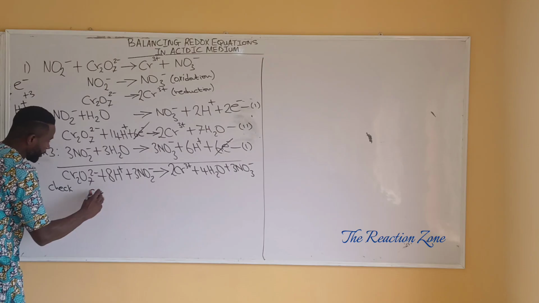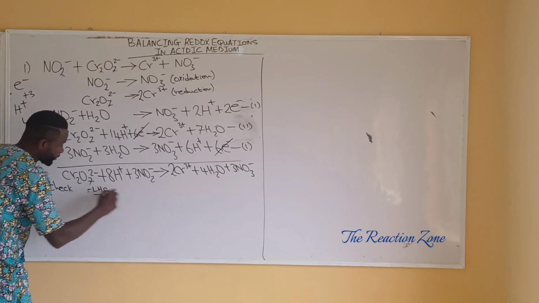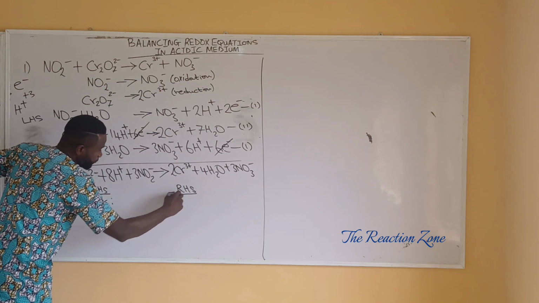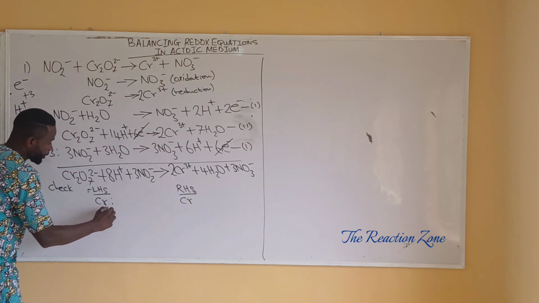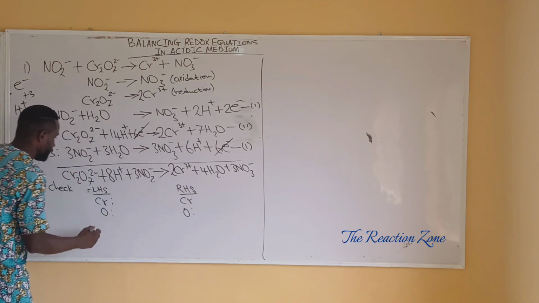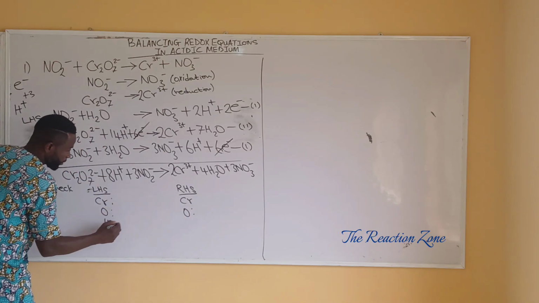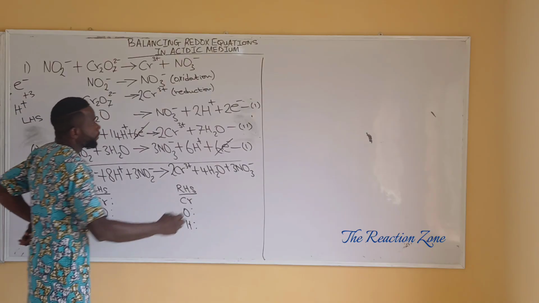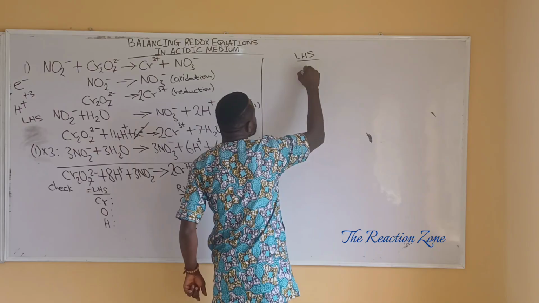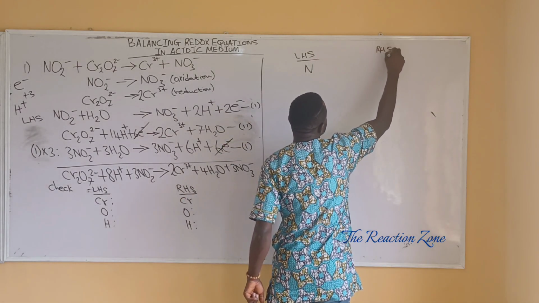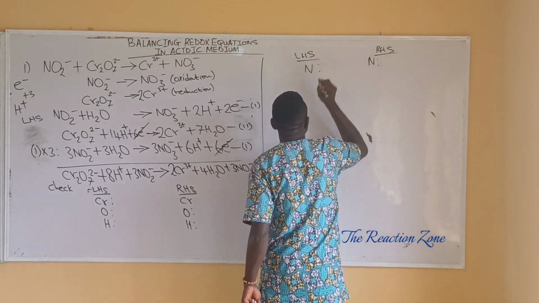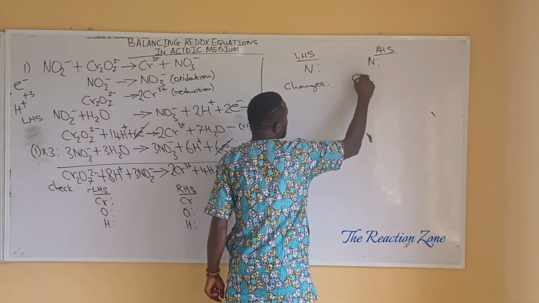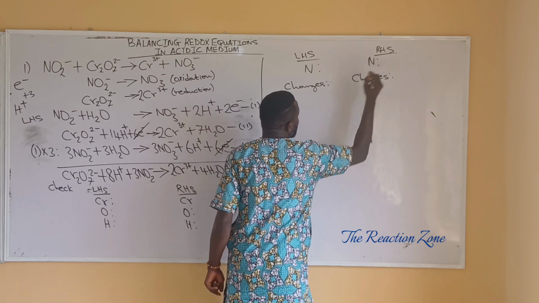So I will list the atoms on the left-hand side as well as the atoms on the right-hand side. Now we have chromium on the left-hand side. This is left-hand side, and this is right-hand side. So we have chromium here. We also have chromium here. We have oxygen here. We have oxygen here. We have hydrogen here, and we also have hydrogen here. On the left-hand side, we have nitrogen. On the right-hand side, we also have nitrogen. And then I'm also going to check if the charges on both sides of the equation are balanced.